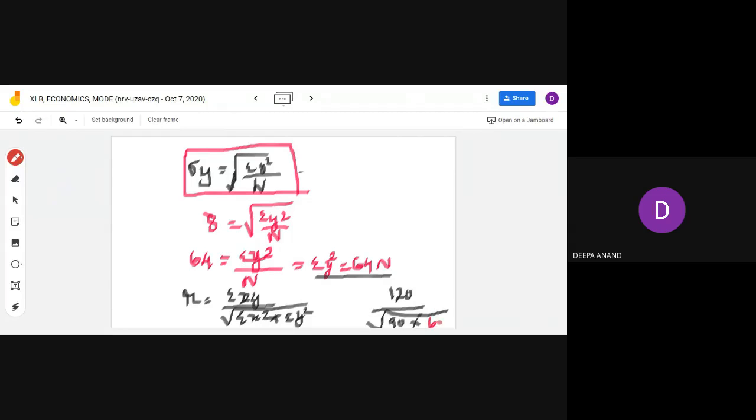This is the only clue to us. So you just put 64n here. That is equal to r. What is r given? r is 0.5. So 0.5 is equal to 120 upon root 90 into 64n. You have to substitute it that way. So now n will come up. Now here you will get n, you solve this.